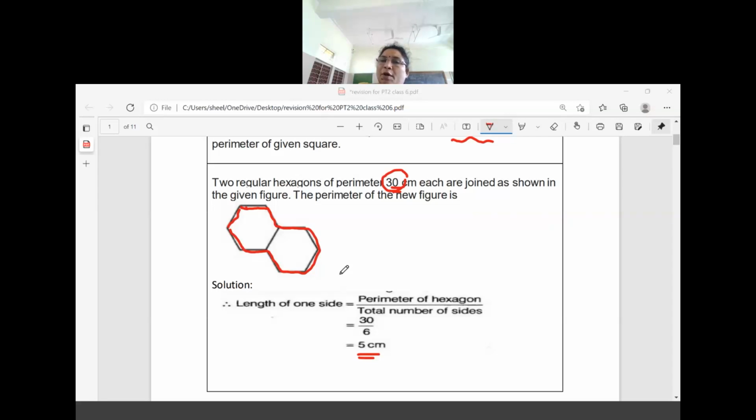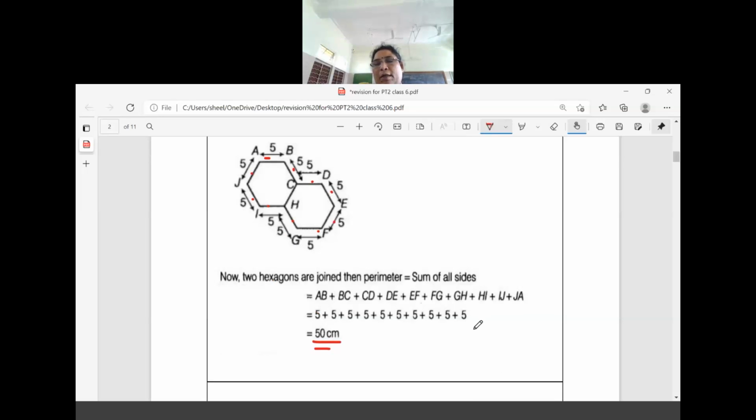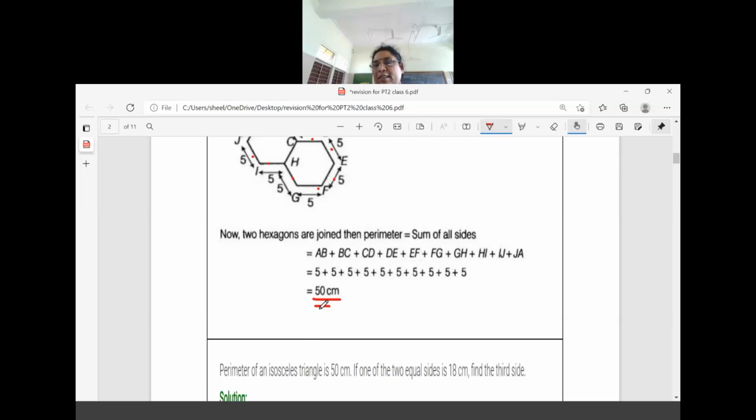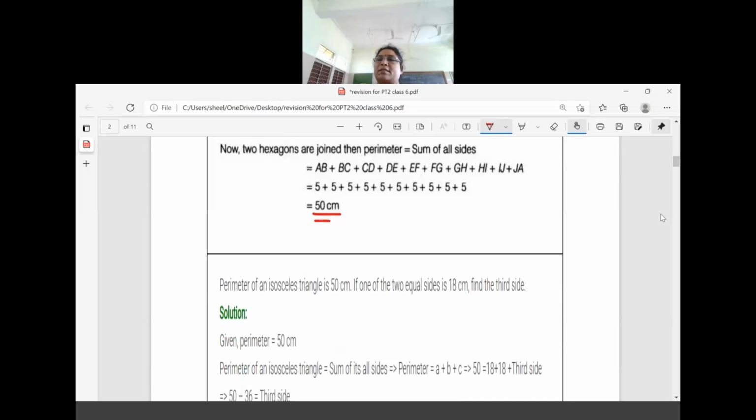Now what happens? We have joined together in such a way. Already if you see the diagram, you can see how they have arranged. Now each side it is 5 only, so we are putting the 5 for each one. You can see that here 5 is marked, here 5 is marked, here another 5, one more, like that 10 times you can see the 5. So totally how many are there? Totally we will get 50 centimeter as the perimeter of the given figure, because the two sides are joined together. Next.